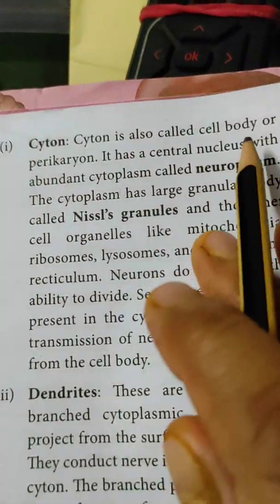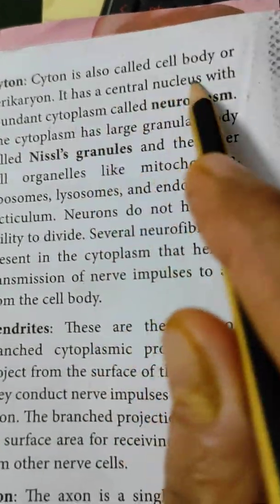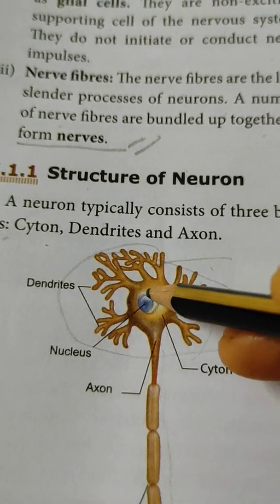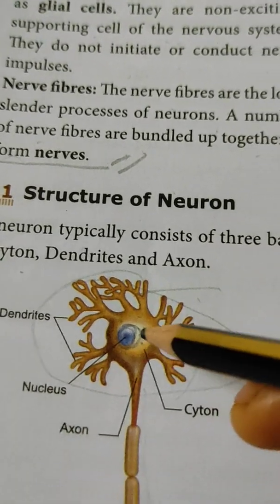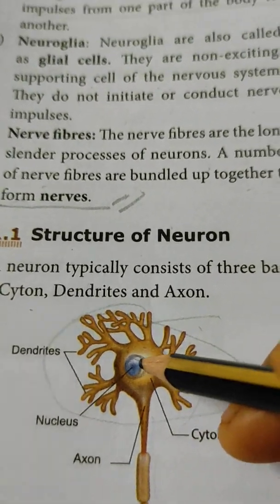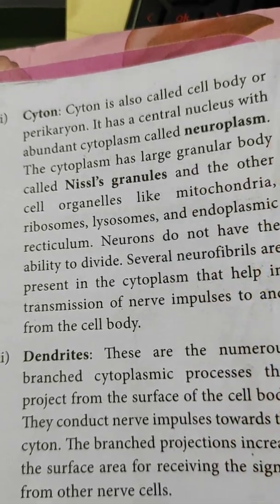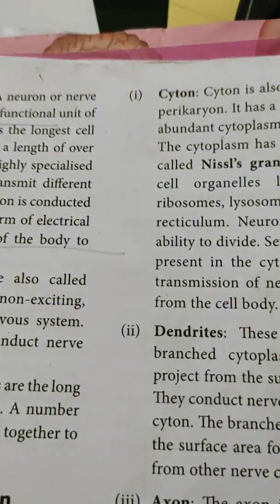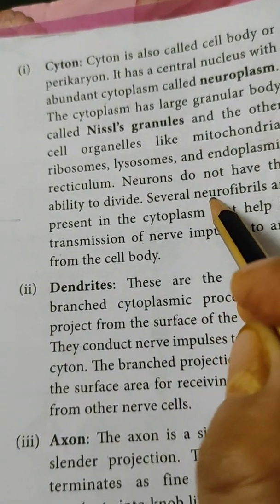First one, cyton. Cyton is also called the cell body or perikaryon. It has a central nucleus with abundant cytoplasm. If you see, this is the nucleus, with abundant cytoplasm called the neuroplasm. Cytoplasm of the neuron, that's why it is called the neuroplasm. The cytoplasm has large granular bodies called Nissl's granules. This we cannot see, but granule-like structures are present. These are called Nissl's granules, and other cell organelles are also present.